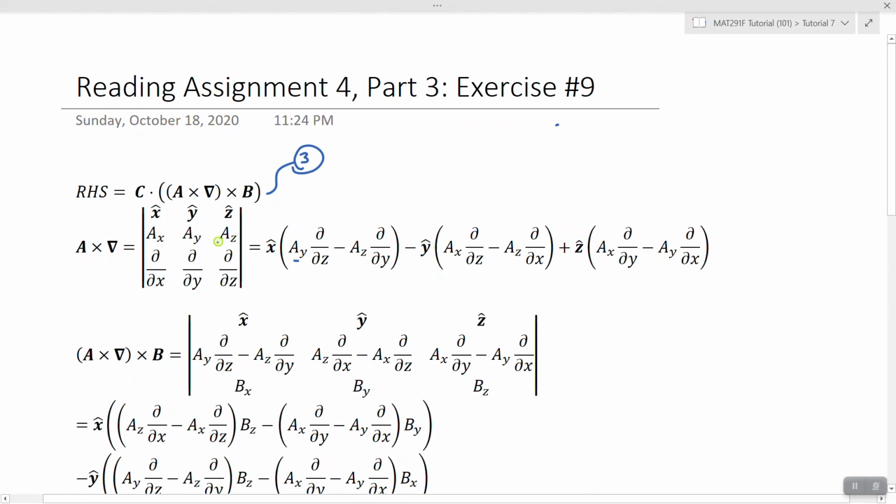and then you have this product. So you get ax partial z minus az partial x, and then plus z hat, and this product right here, ax partial y minus ay partial x. So this is it for this part. Next, I took this cross product with b right here.